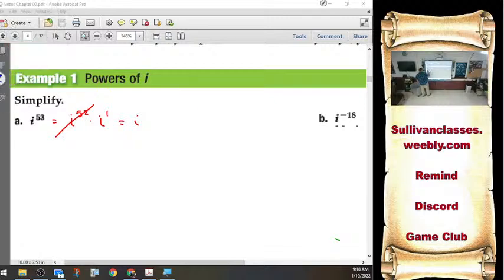The other way is, if I have i to the 53rd, how about I take it times i to the negative 52nd? Instead of rewriting it, well, I multiply it by an exponent, I add the exponents. 53 plus a negative 52 is 1. Okay, so that's one way to do it.